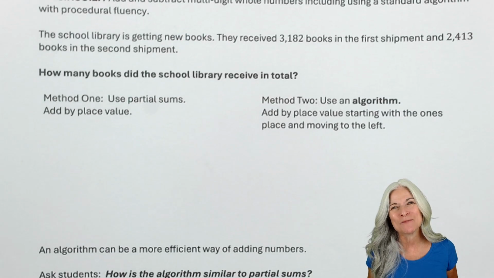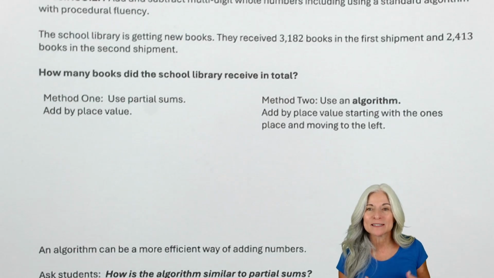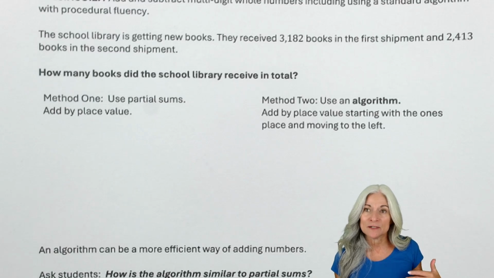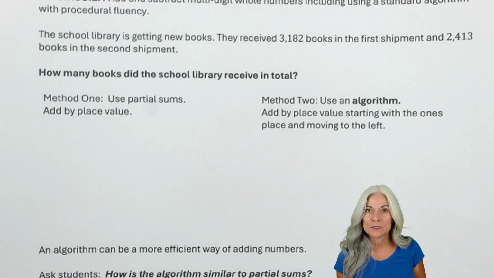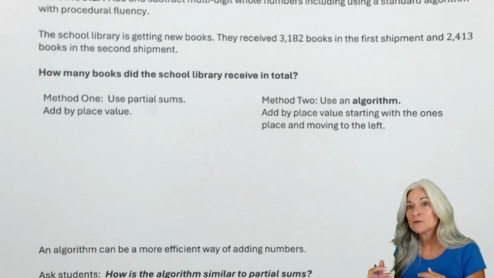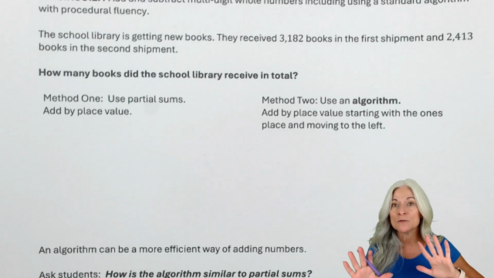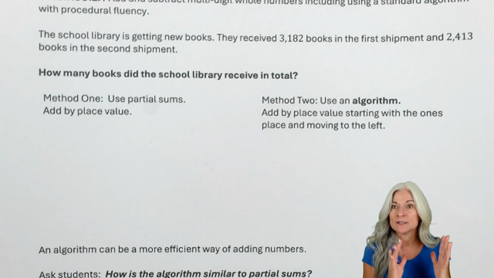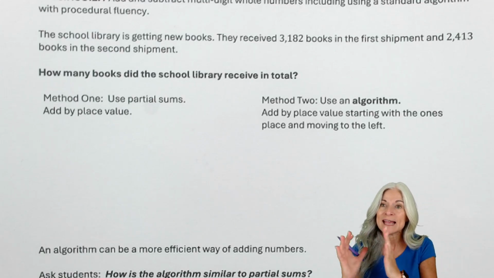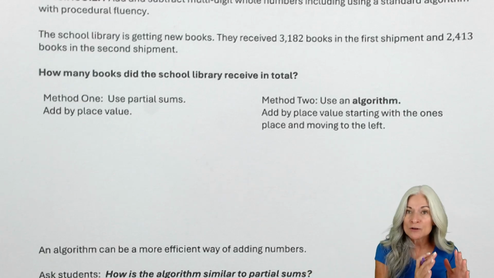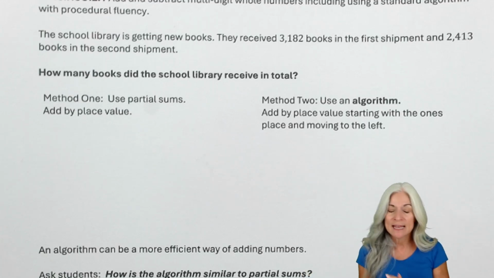All right, so we have a problem here. The school library is getting new books. They received 3,182 books in the first shipment and 2,413 books in the second shipment. How many did they receive in total? Well, what you want to do when you introduce this lesson is look at both, look at partial sums first, because we want students to make that connection between partial sums and using the algorithm.